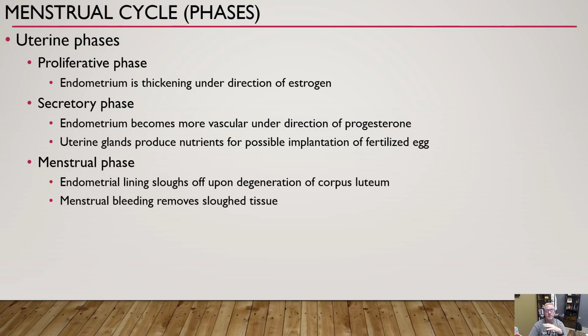In the uterine phase and the proliferative phase, you can see that the endometrium starts to thicken up as a result of increased estrogen secretion. In the secretory phase, that endometrium becomes more vascular because of progesterone, and the uterine glands are going to produce a lot of nutrients in preparation for that egg possibly being fertilized. And then in the menstrual phase, that endometrial lining is going to slough off once the corpus luteum degenerates, and menstrual bleeding is going to remove that sloughed off tissue.